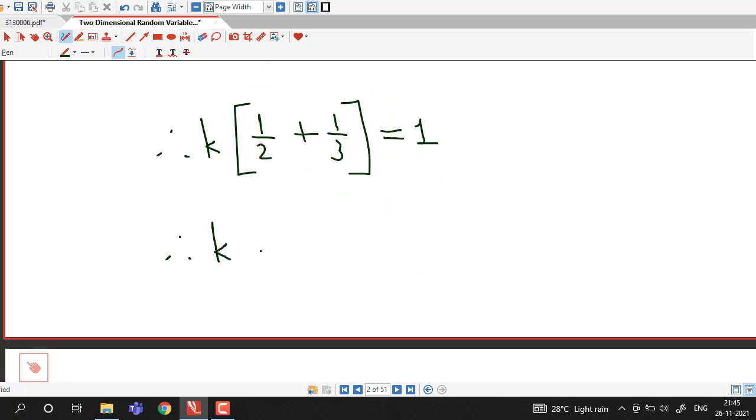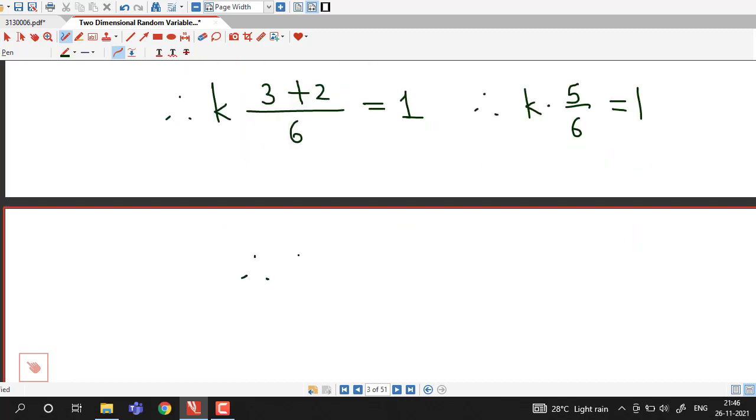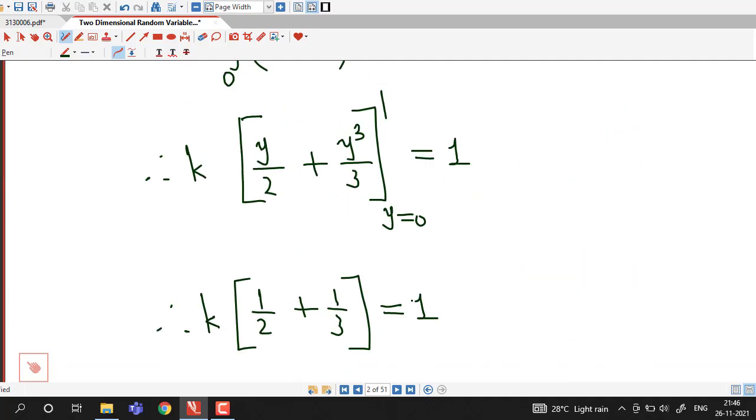So therefore k times this we can rewrite as 3 plus 2 divided by 2 into 3, that is 6. So this is k times 5 by 6 equal to 1, and therefore value of k is 6 by 5. So we have completed first part of the question.